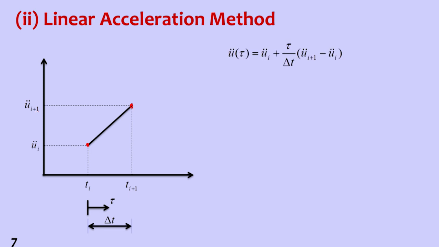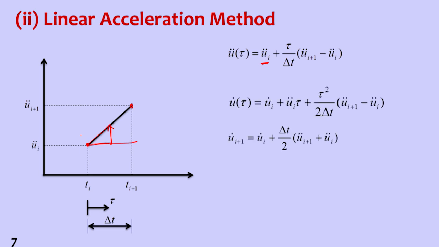Then how do we define acceleration in between? So in between means what? The ith term acceleration will remain, and as you can see, in between we need this value. That value can be found out by u double dot i plus 1 minus u double dot i, divided by delta t, into whatever time is there. This we can get from similar triangles.